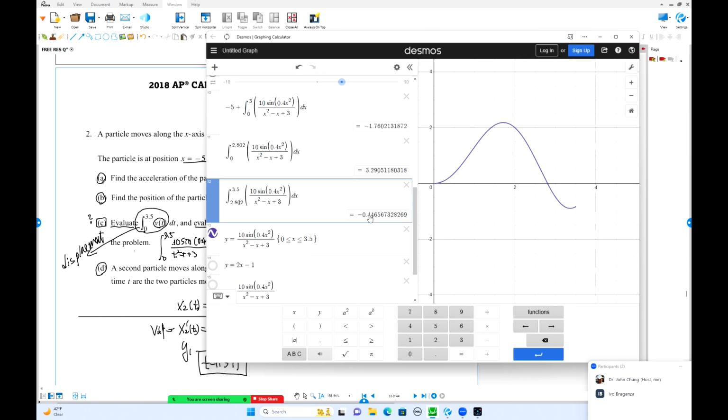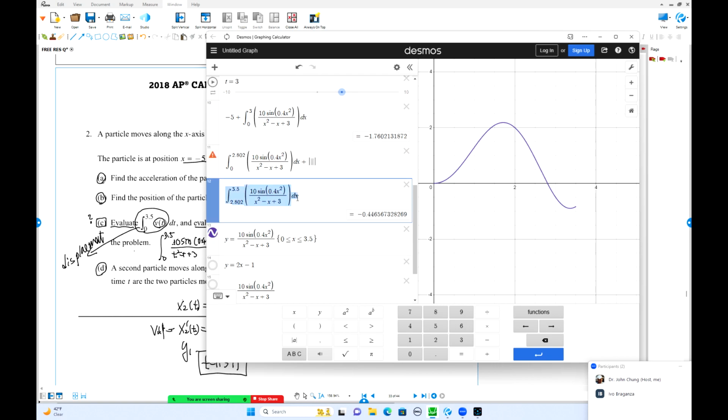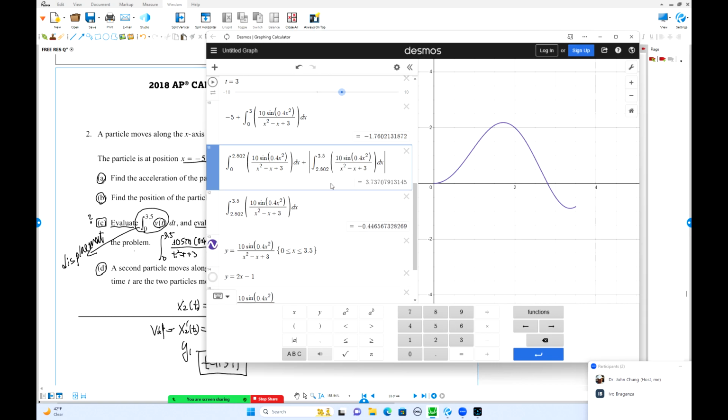That's fine, okay? But we make travel distance a positive, okay? So we're going to put absolute value over here. I'm going to use this one plus over here, and the absolute value over here, and copy this one inside the absolute value. Okay, 3.737, right? 3.737 travel distance.